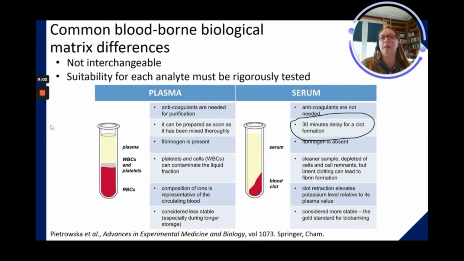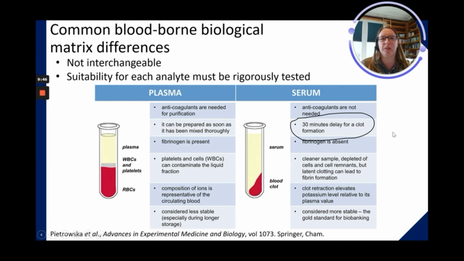Two very common blood-borne biological matrices are, of course, plasma and serum, but it's really important to bear in mind that these are not interchangeable. And the suitability of each analyte within each matrix must be rigorously tested. So just as a reminder, plasma is derived from blood that's been centrifuged after collection, where you have anticoagulants in your tube. So you take the plasma fraction from your centrifuge tube, whereas serum is processed differently, where there are no anticoagulants because serum is derived from after clot formation.